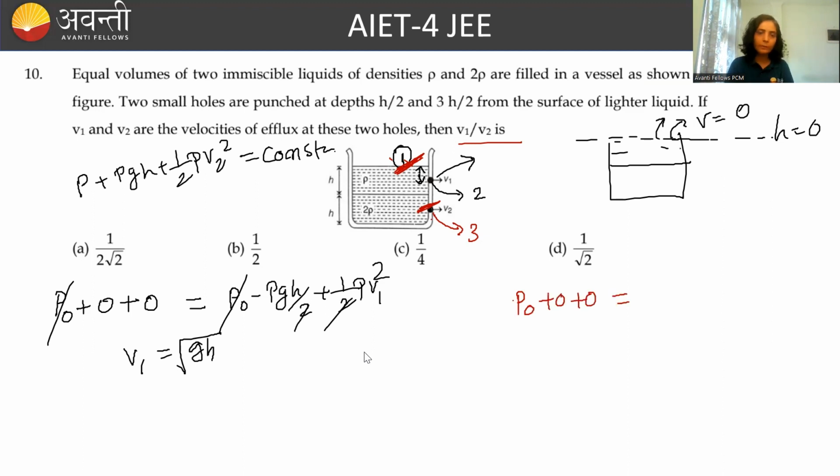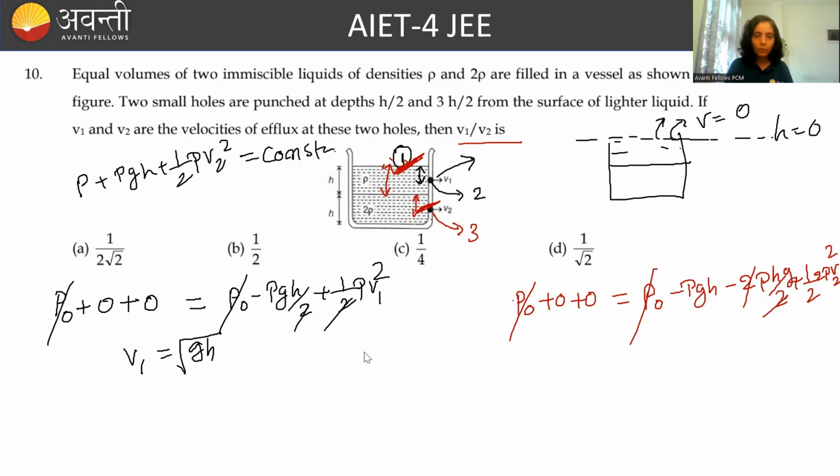At the third point, what will be the pressure? P naught. First, pressure is decreasing in this length of liquid column, whose density is rho. So minus rho gh. Again, how much distance downward from here? h by 2. So this will become minus 2 rho g h by 2. Why have I written it separately? Because their densities are changing. And here half 2 rho v2 square. 2 rho, why? Because here the density of the liquid is how much? 2 rho.